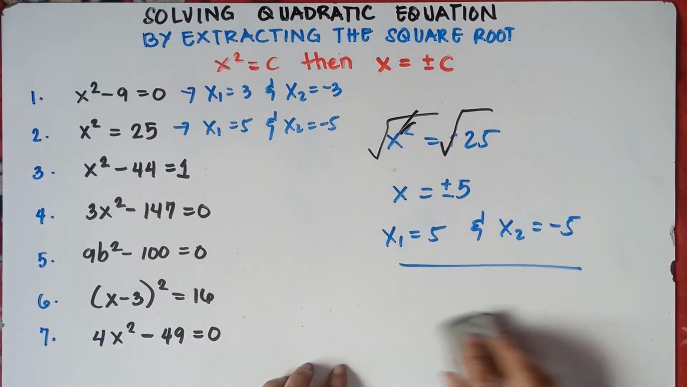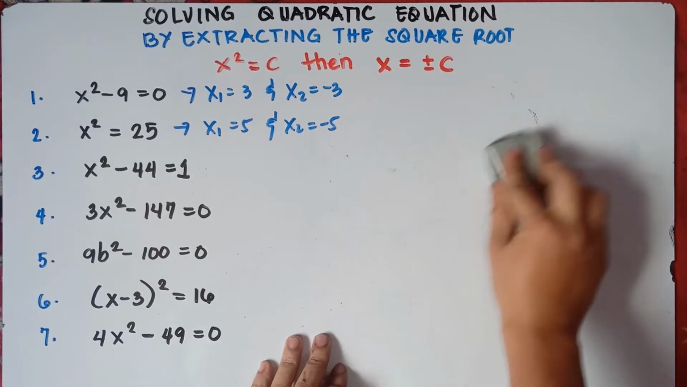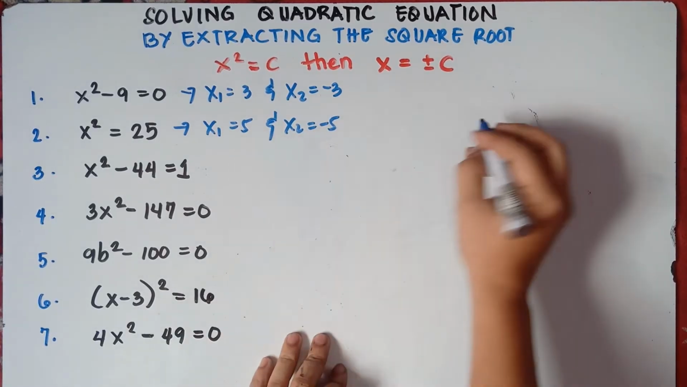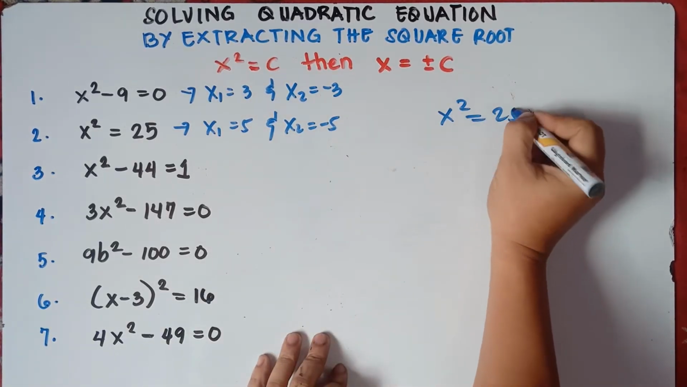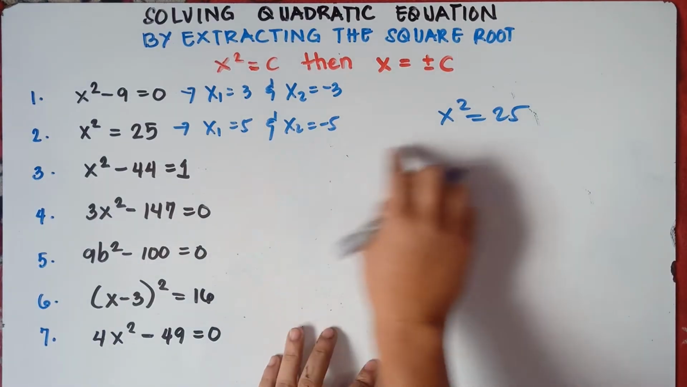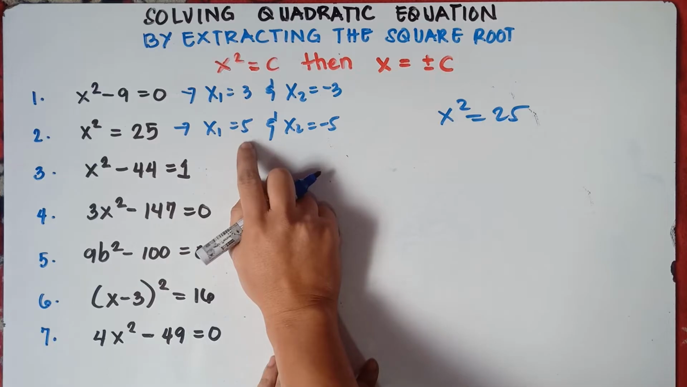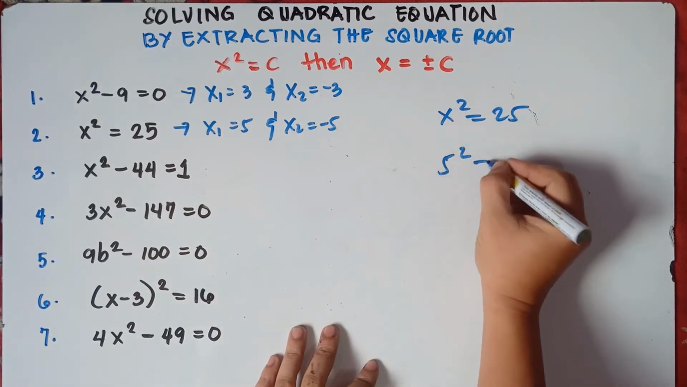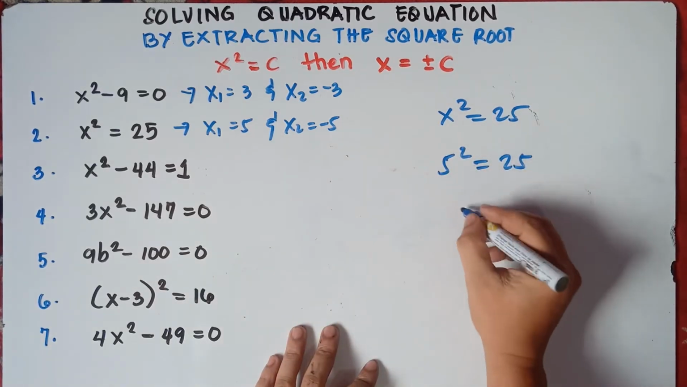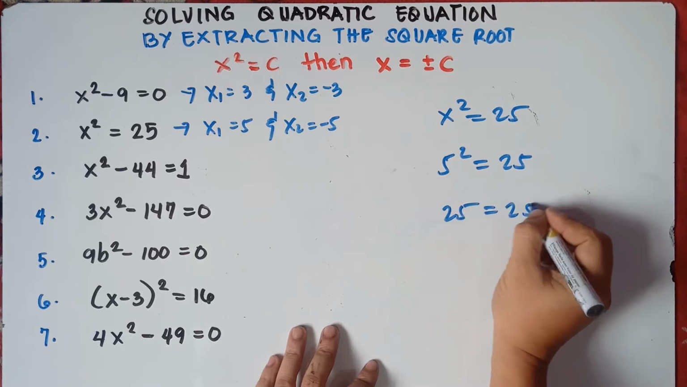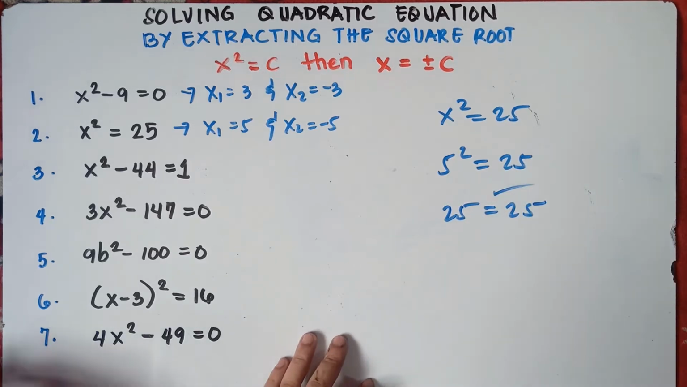Now, if the teacher asks you to check your answer, you can actually do it. Take x sub 1, positive 5, and substitute the value of x into this equation. If x is positive 5, then 5 squared equals 25. 5 times 5 is 25, equals 25. So check. That's how you check.